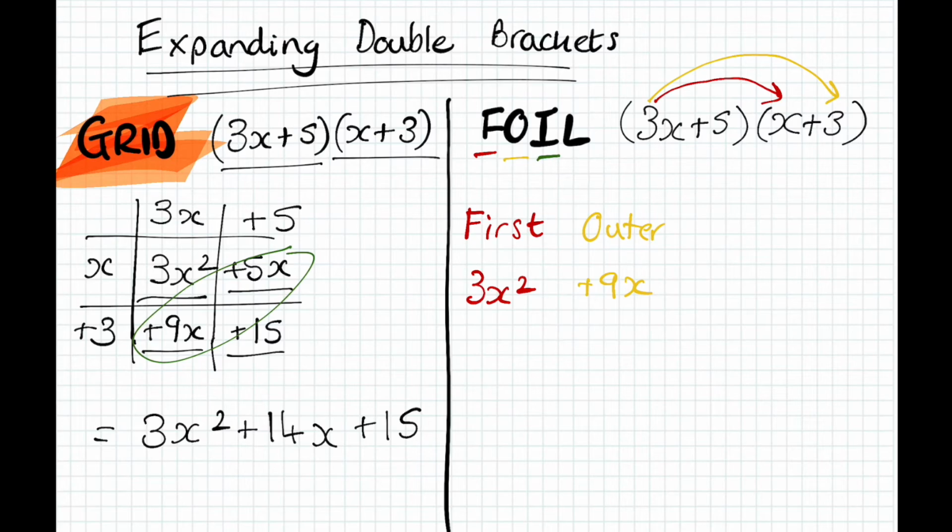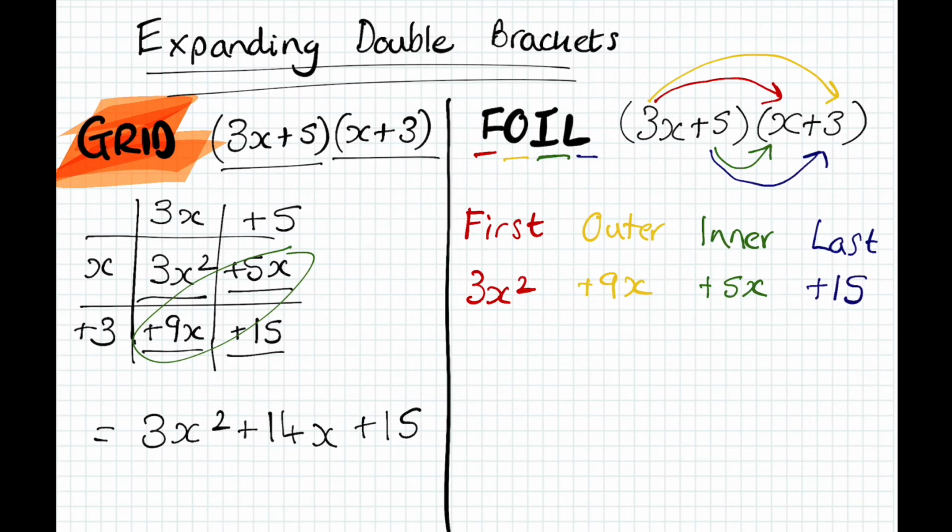Next letter is the I. That's going to stand for inner. So we're going to multiply the two inner parts of each bracket together, the bits closest to each other. So that's going to give us plus 5x. And the final letter L stands for last. We're going to multiply the two final parts of each bracket, the last term in each bracket, which is 5 multiplied by 3, which gives us plus 15.